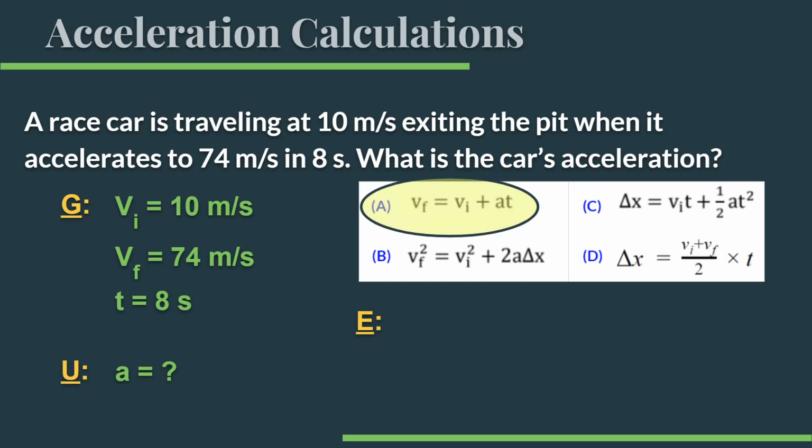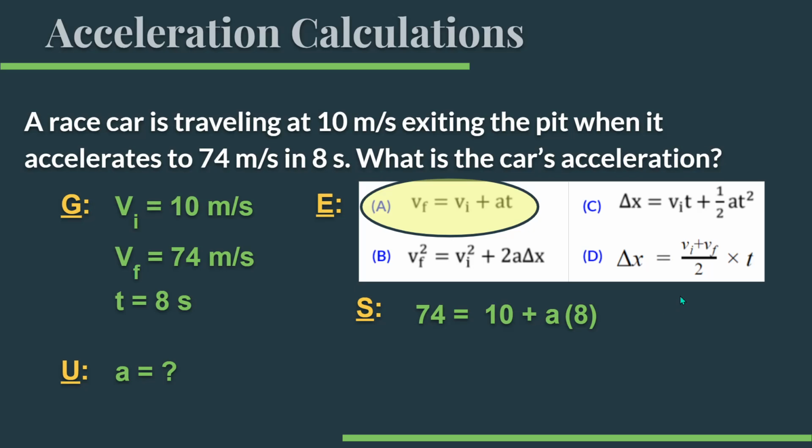Now, could I solve for delta X first and then solve for A? You could. If you want to do twice as much work, you can absolutely do a two-step process. I would recommend picking the one that you can do in one step most of the time. So this is my formula, VF equals VI plus A times T. The next step in my GUESS method is to substitute. VF is 74, VI is 10, A is A, and T is 8. And so I get 74 equals 10 plus A times 8.